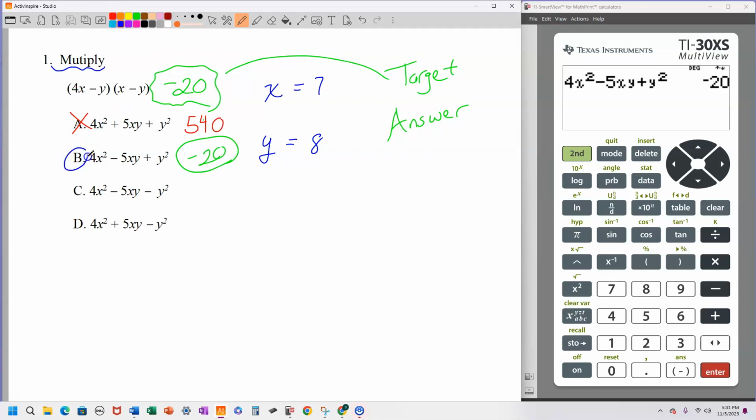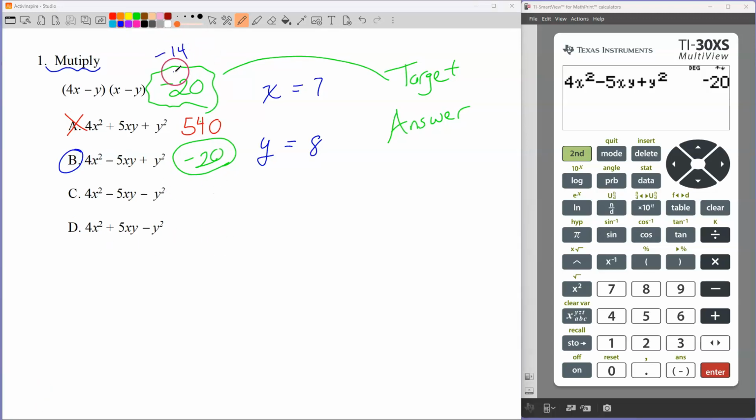Now, some of my students are saying, why am I getting different target answers? The first time I got the negative 14, right? And the second time I got a negative 20. So let me make sure you're clear on this. Let me erase some stuff here. This is just so you're clear on the understanding. The first time I used x equals 3 and y equals 5. I got a target answer of negative 14 when I did that.